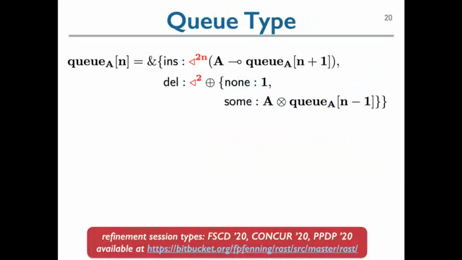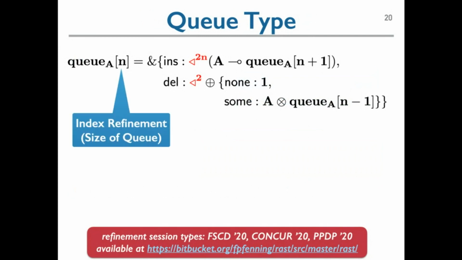So going back to the queue example, how do you express these work bounds? Well, it's done in two steps. The first is that you introduce this index refinement, where you mark this queue with n, which stands for the size of the queue. As you can see, it's the size, because in the case of insert, it goes to q of n plus 1. In the case of delete, it goes to q of n minus 1. And in addition, there are these two left triangles of 2n and 2. These basically stand for potential annotations.